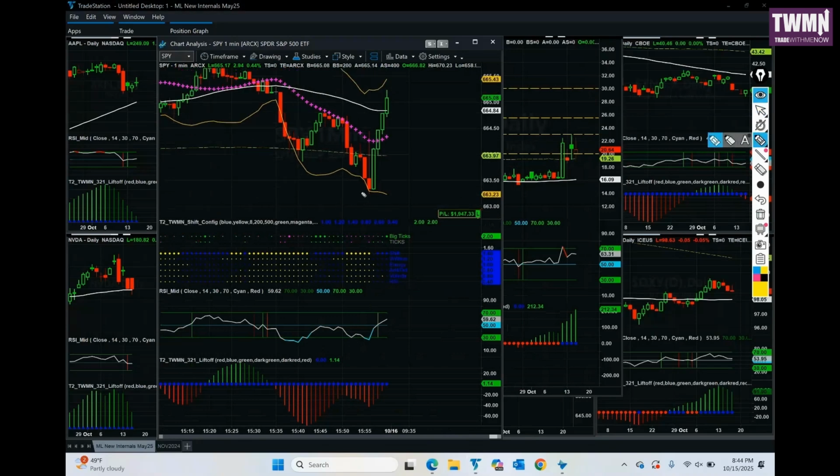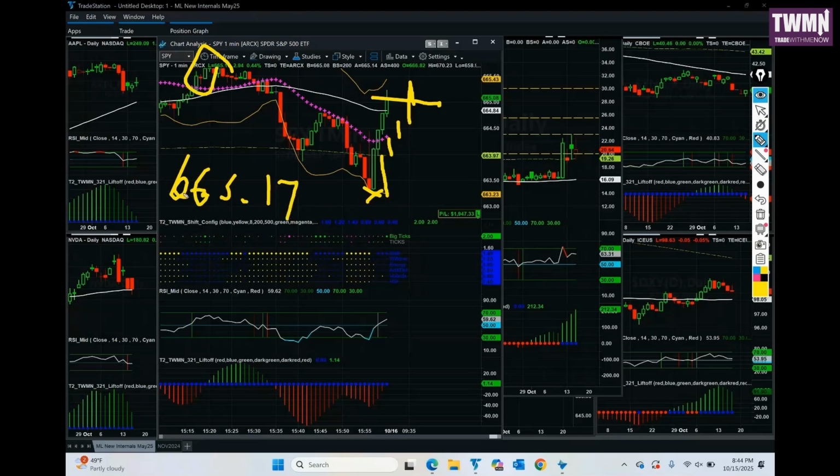Look at this. Bang. Look. This is a 1 minute candle. 1, 2, 3, 4, 5. And where did price finish? 665.17. That means the 665 puts are out of the money. And so are the 66s and 67s.